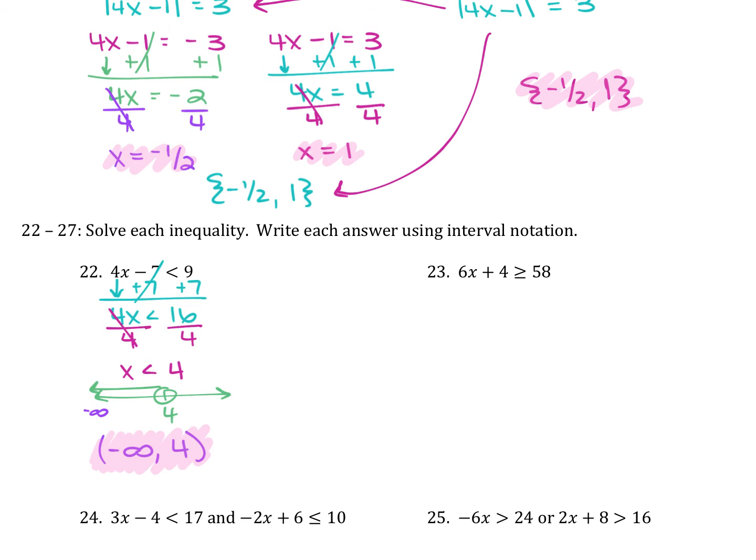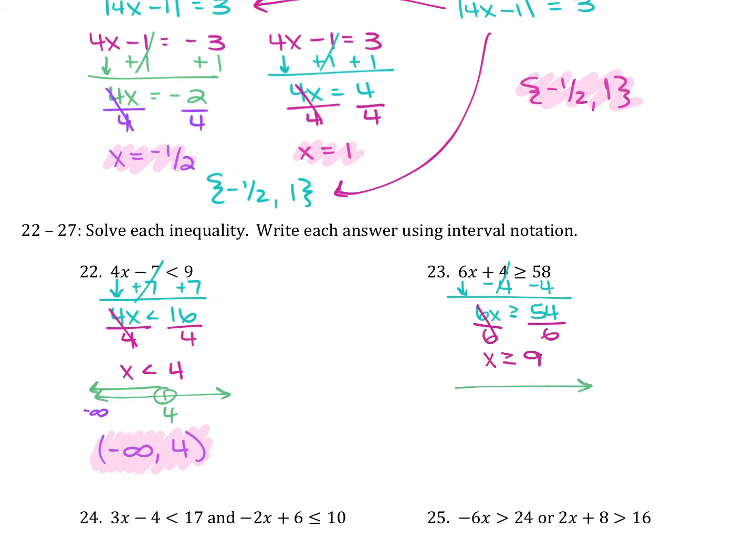For 23, we have 6x plus 4 is greater than or equal to 58. For this one, we're going to start by subtracting the 4 from each side. This gives us 6x is greater than or equal to 54. From here, we're just going to divide each side by 6. And we get that x is greater than or equal to 9.